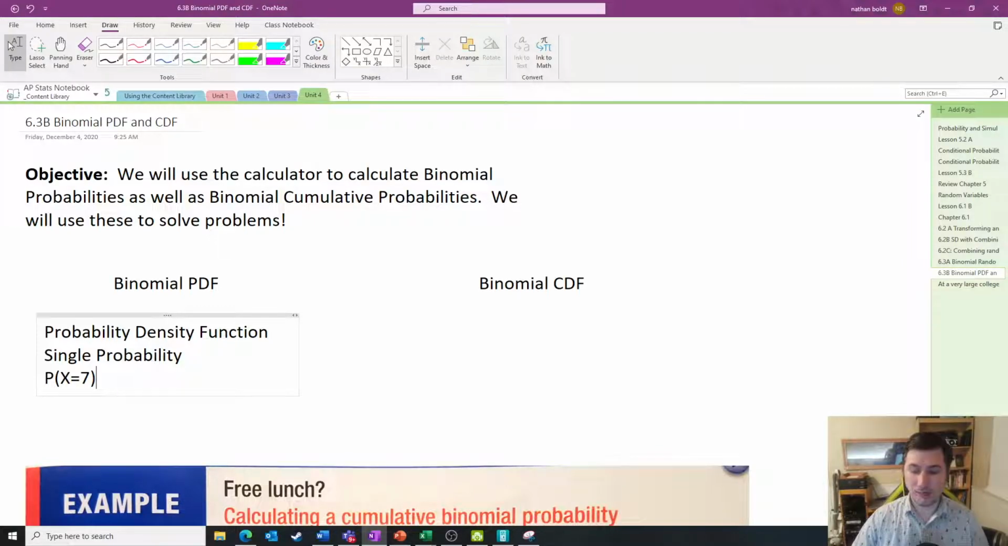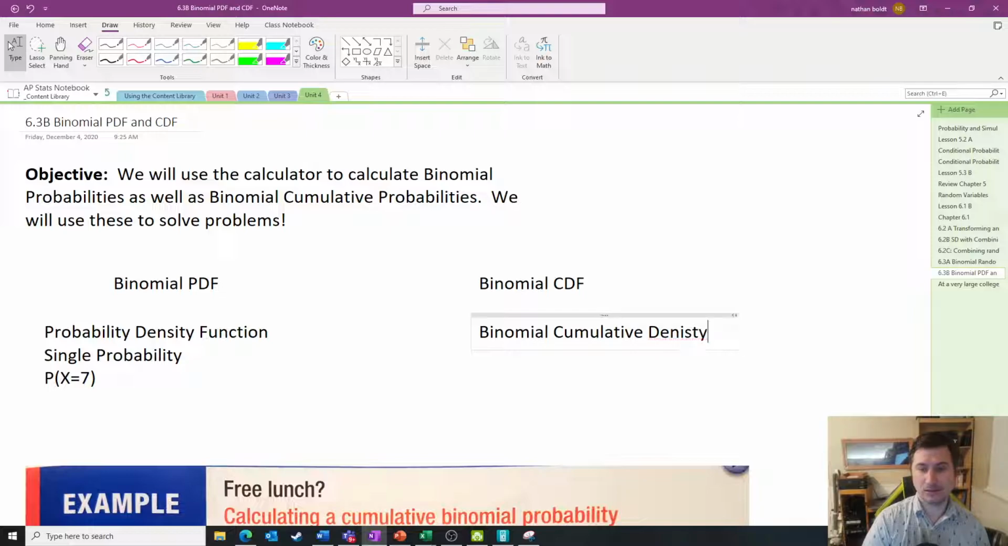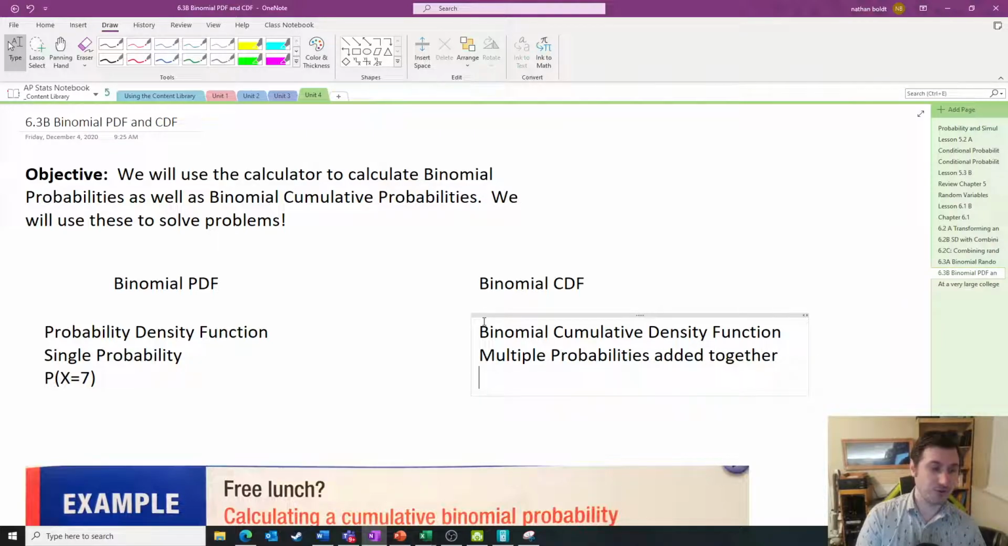If you want multiple probabilities added together, that's this other one. This one stands for the binomial cumulative density function. So let's say I want to know the probability of having more than 7 successes. I would use the binomial cumulative density function.